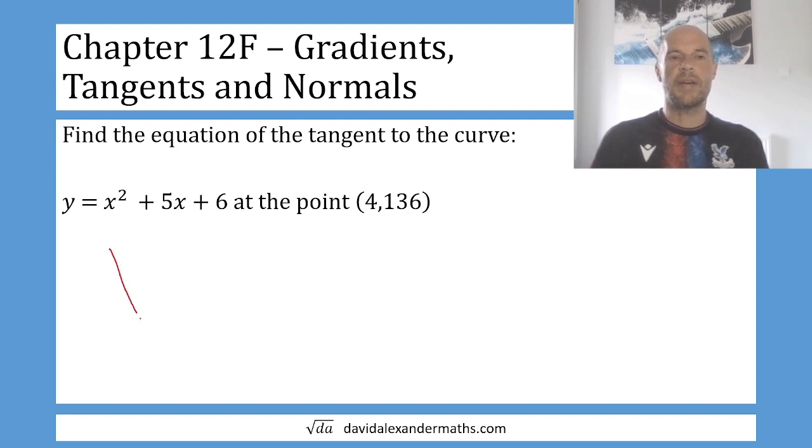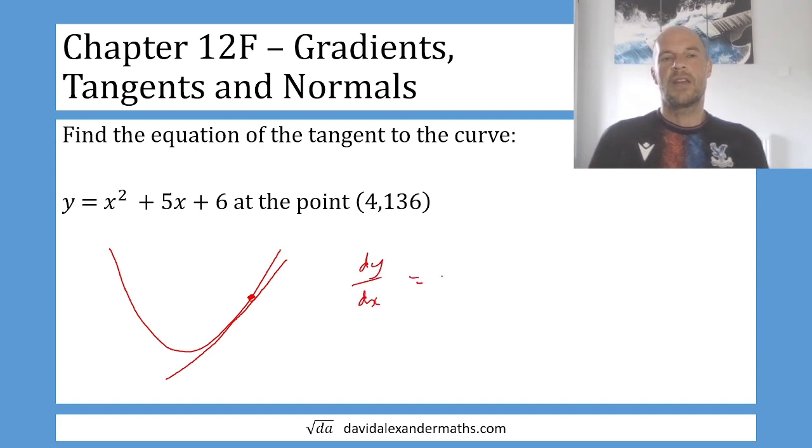So what we need to remember is the gradient at a particular point on a curve, let's say this point here, is the same as the gradient of the tangent at that point. Okay, I've drawn that tangent pretty badly. So what we need to do is work out what the derivative is first of all. So what is dy by dx? Well, it's going to be 2x plus 5.